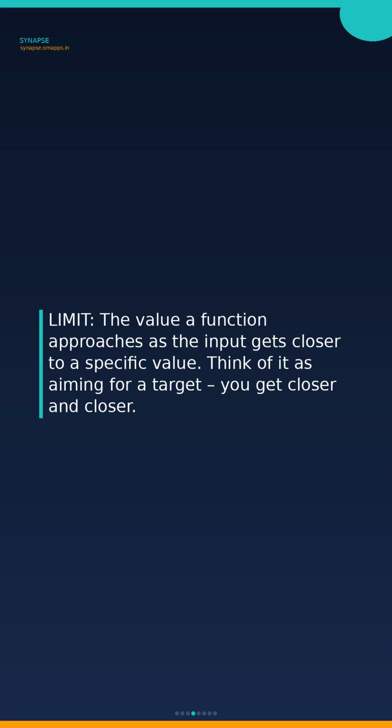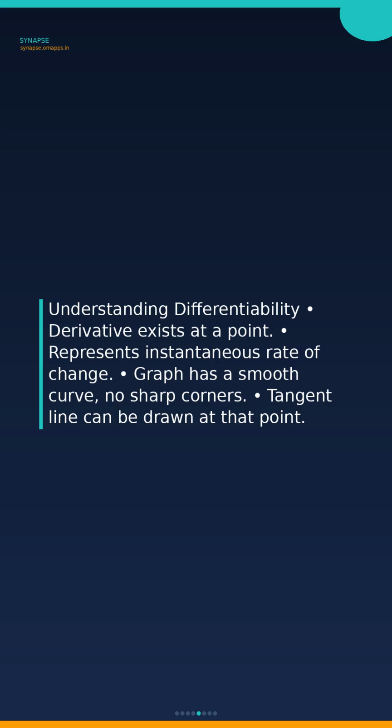Now, let's talk about the relationship between continuity and differentiability. A differentiable function is always continuous, but a continuous function is not always differentiable. Think of it like this: differentiability is a stronger condition than continuity. For example, the absolute value function |x| is continuous at x equals 0, but not differentiable. Remember this relationship, it's a common trick question on the exam.